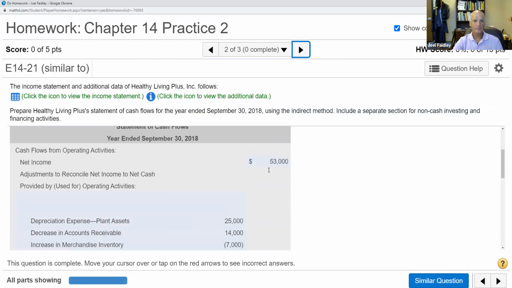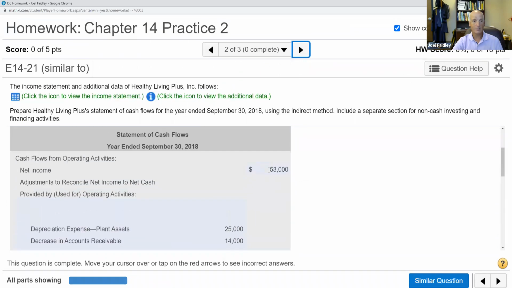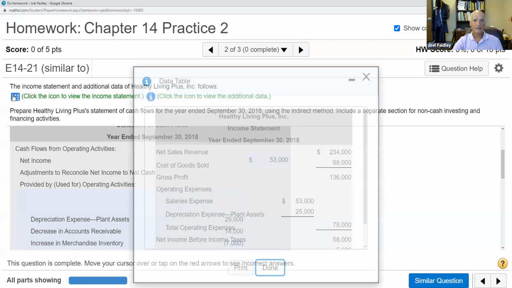Well, that's number 2. All right, so now we've got a big boy here. We've got the whole thing. All right, so what's going on? We've got an income statement.